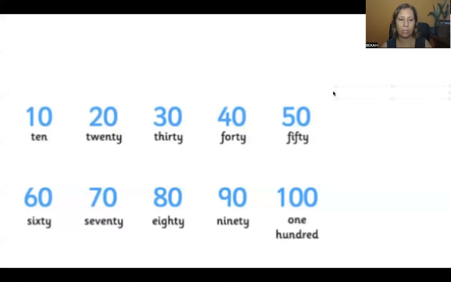Now, let's practice together. What number is this? 25. How about that? 39. What's that number? 97. What about this number? 58. How about that number? 66. What about that number? 73. Do you remember this one? 12. What about that one? 14. What about that one? 13.